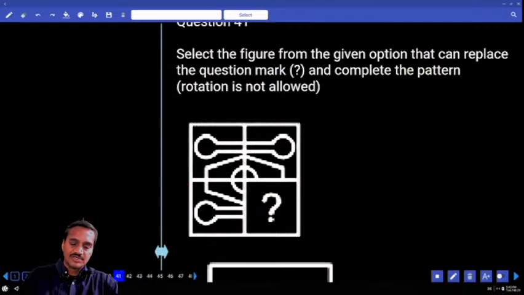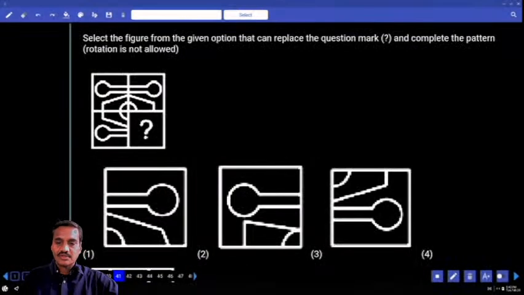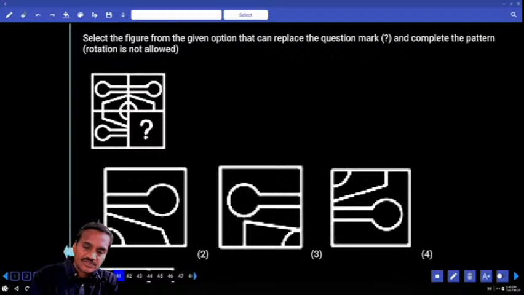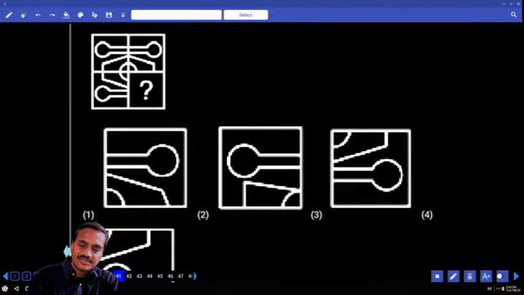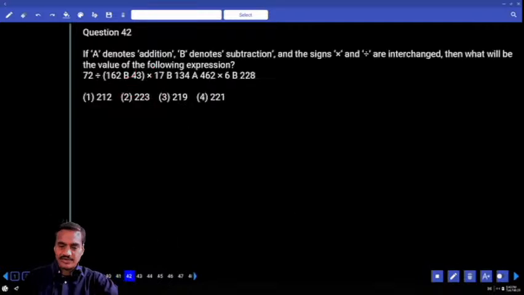Then 41, it is based on figure completion. Now in this figure completion, the embedded figure, replace the question mark. First this circle should be completed, isn't it? Once the circle has been completed, then we need to draw this one like this. Then afterwards, this line followed by a circle. Then tell me what is the choice we have. Now choice 3 is the answer. 41.